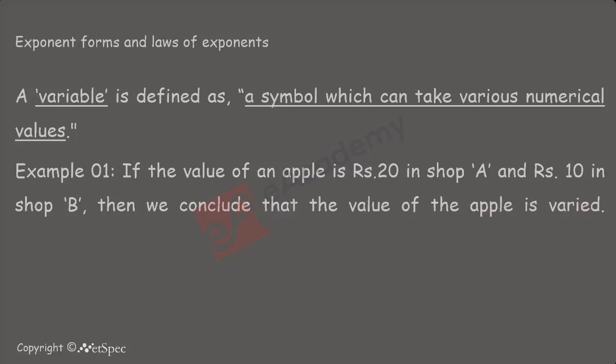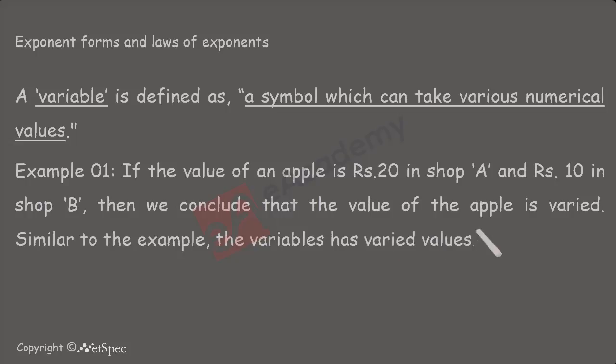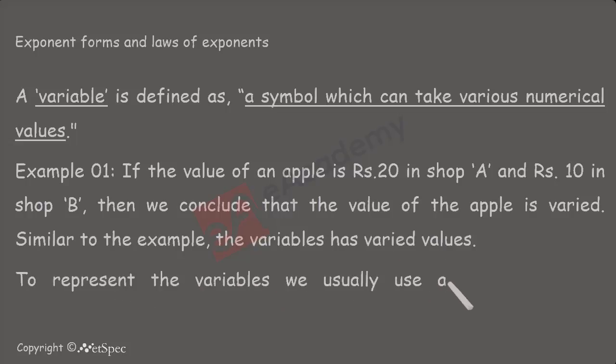That is the reason we call this letter X a variable. The name itself says variable means it varies. And for that we use letters like X. Sometimes we can use letters like A, B, C or else X, Y, Z. Finally, a variable is nothing but a symbol which can take various numerical values. Sometimes X may be 20, sometimes X may be 10, so it varies from one value to another value.